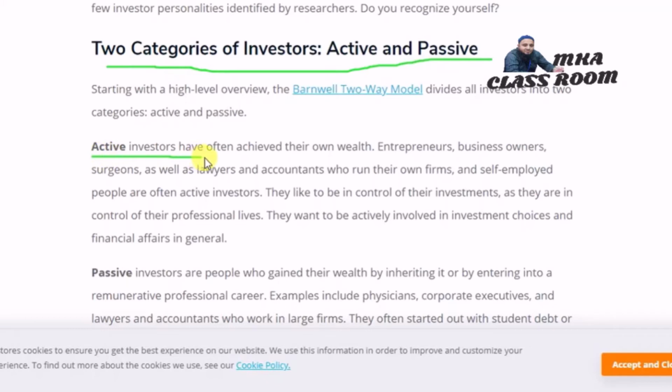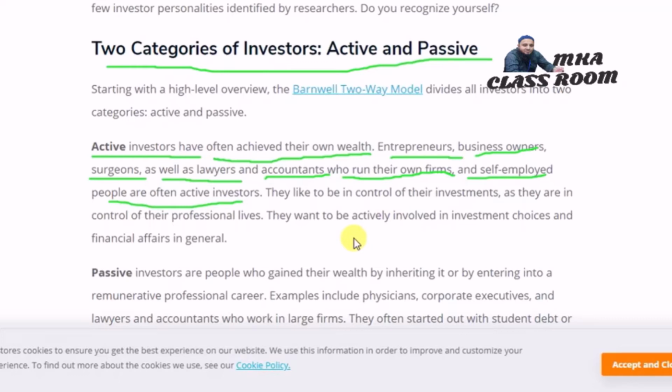Active investors have often achieved their own wealth. Entrepreneurs, business owners, surgeons, as well as lawyers and accountants who run their own firms, and self-employed people are often active investors. They like to be in control of their investment as they are in control of their professional lives. They want to be actively involved in investment choices and financial affairs in general.